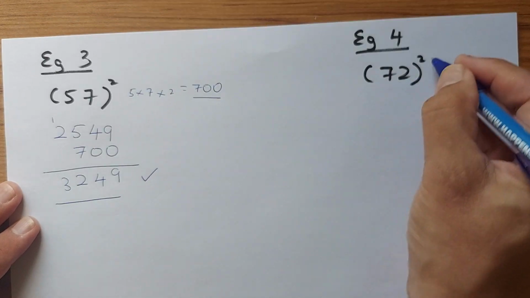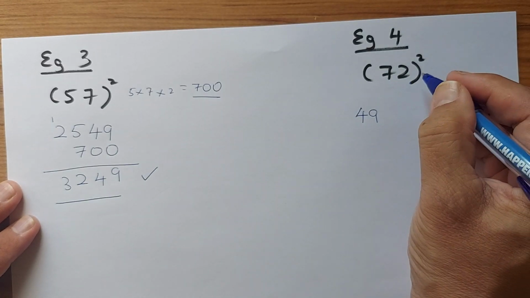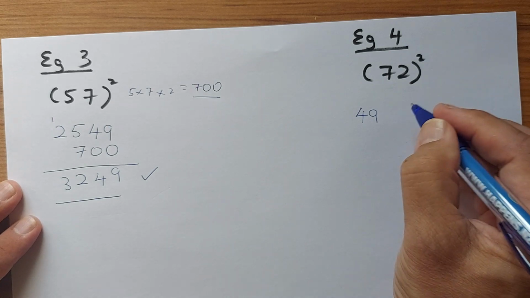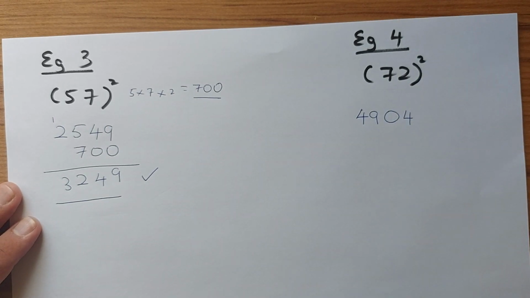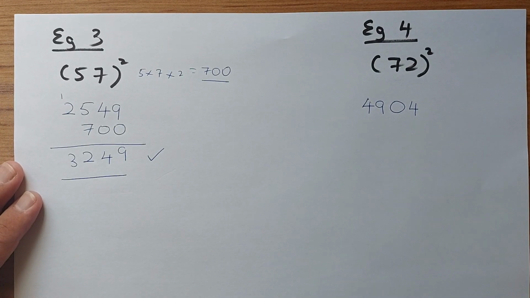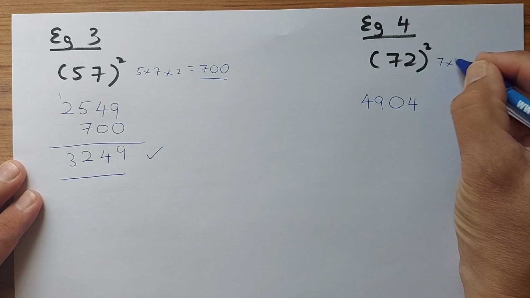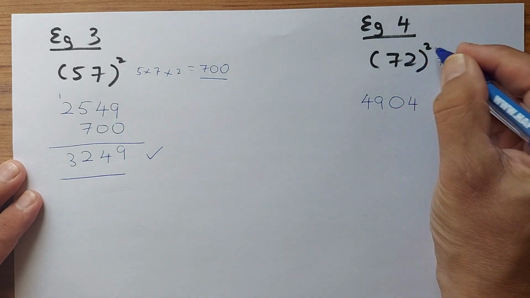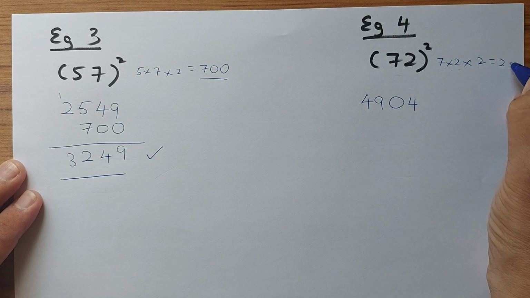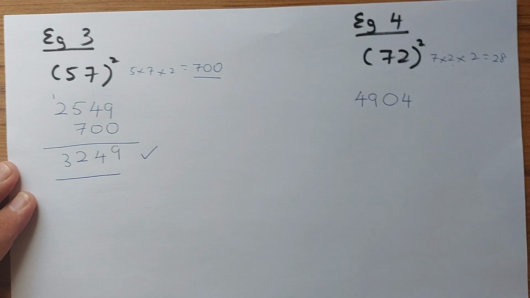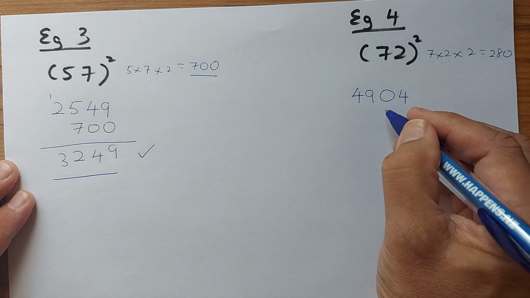So again, 72 squared. 7 squared is 49. But just remember, 2 squared is 4, but you have to have a two-digit number. So instead of 4, you have to put 04. Okay? Now, the next step, you're going to multiply the number in the bracket and the square. So 7 times 2 times 2. So 7 times 2 is 14 times 2 is going to be 28. Next step, you're going to add a 0 to the answer. And then you're going to add this answer to the first answer.